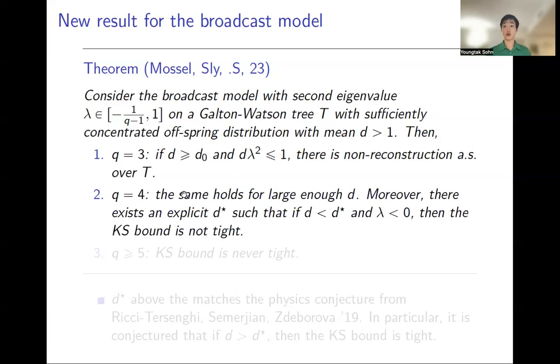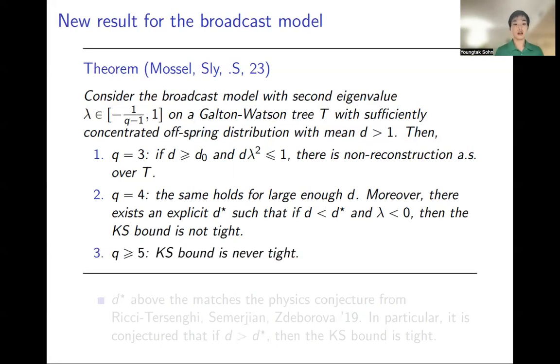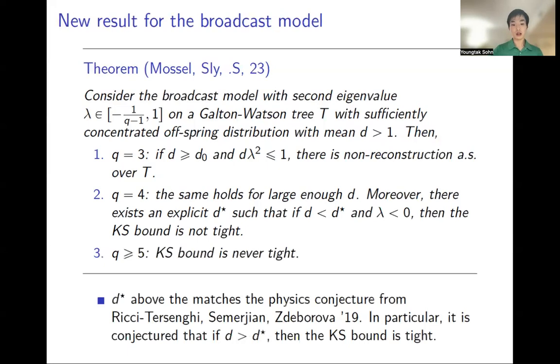The most interesting case is where q equals 4, which is the critical case, and this is new even for the d-ary tree case. We show that the same holds if the degree is large enough: the KS bound is tight. Furthermore, we show that there is an explicit d star such that if d is less than d star and lambda is negative, then the KS bound is not tight. Finally, we show that when q is greater than or equal to 5, the KS bound is never tight. And d star here matches the physics conjecture from the paper by Ricci-Tersenghi, Semerjian, and Zdeborova. In particular, it is conjectured that if d is greater than d star, then the KS bound is tight.